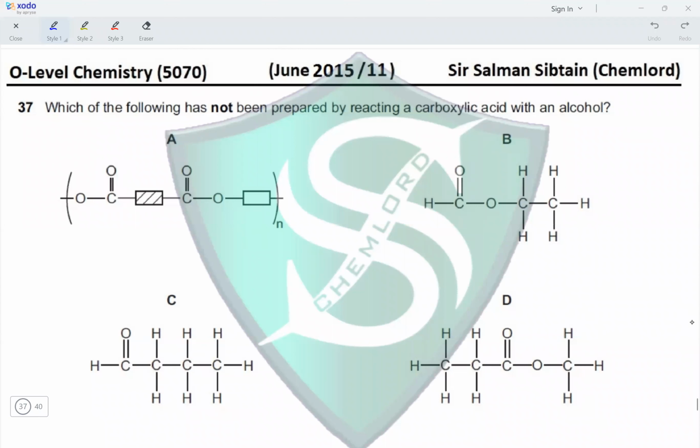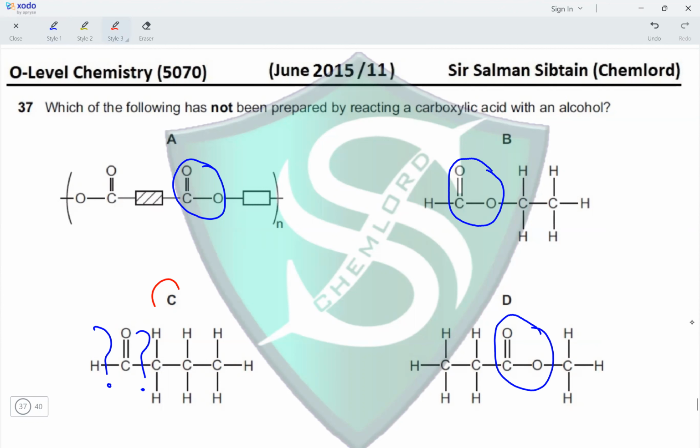Question 37. Which of the following has not been prepared by reacting a carboxylic acid and an alcohol? When a carboxylic acid and an alcohol react, they produce an ester. So we need to find the ester bond in these compounds. The compound without an ester bond would be the correct option. In option A, this is the ester bond. In option B, this is the ester bond. In option C, there is no ester bond. And in option D, this is the ester bond. Since we were able to locate ester bonds in options A, B, and D, option C is the correct option for this question because it does not contain any ester bonds.